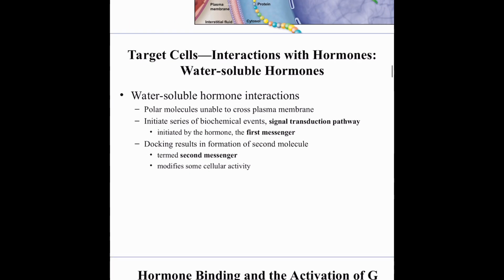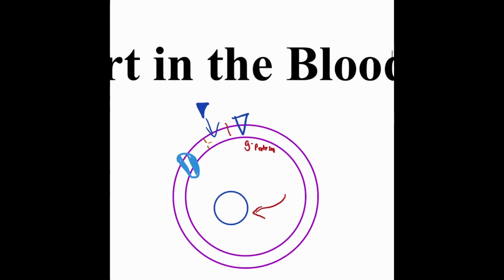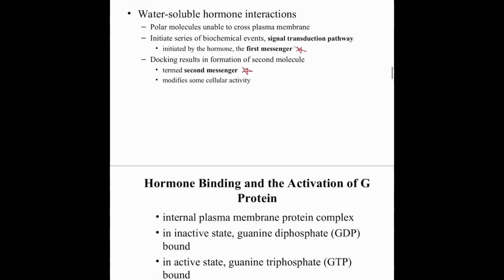Water-soluble hormone interactions are a little different. They initiate a series of biochemical events, signal transduction pathways. You have a first messenger, so know that, and a second messenger. That is what I was explaining earlier: they bind to the outside of the cell, then there's a messenger, then you go to a second messenger, you do the whole process, and then you finally get your protein. That is how that interacts.